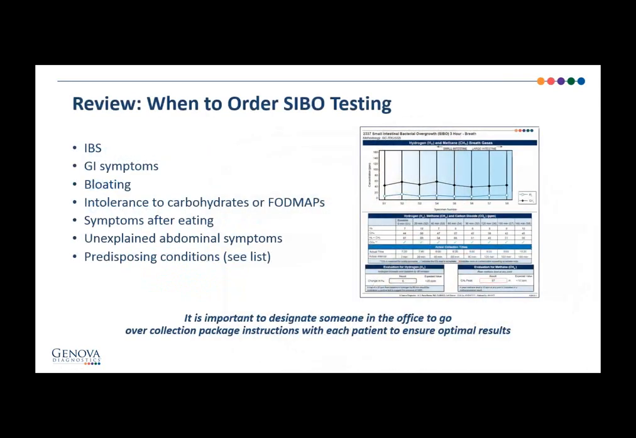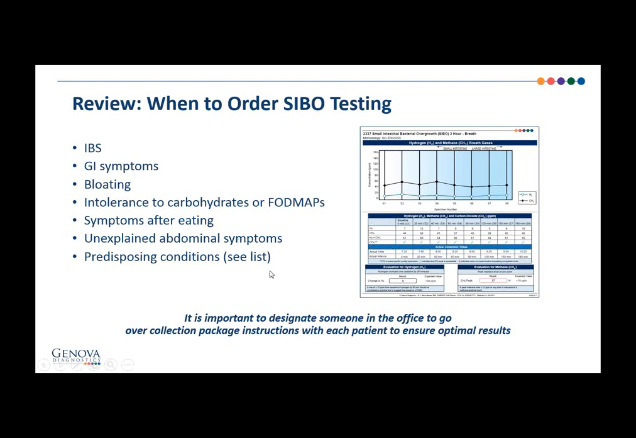So GI test considerations, just to review when you would order SIBO testing: anything related to the GI tract, IBS, GI symptoms. Bloating, again, is kind of a hallmark. Those patients who don't do well with carbohydrates or FODMAP foods say, after I eat this particular carbohydrate, I just feel awful. Symptoms that happen soon after eating, that's more upper GI or small intestine. You'd expect it to happen pretty soon after eating.